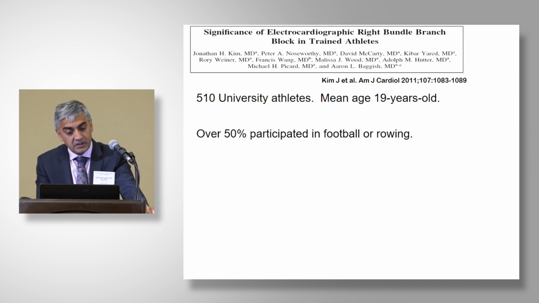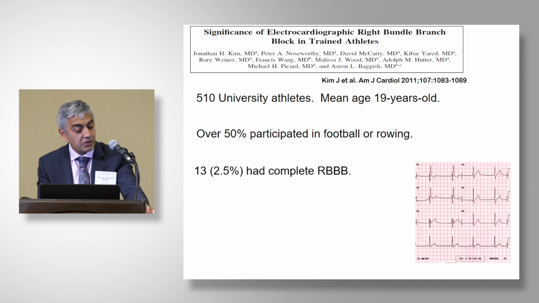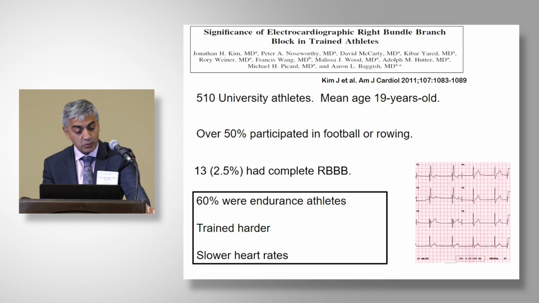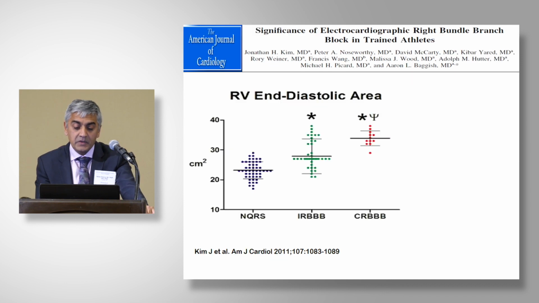There was one study, and this is what swayed us a little bit, 510 university athletes, mean age 19 years old, over 50% who participated in football and rowing, where the prevalence of right bundle branch block was 2.5%. This small group of athletes were all, 60% were endurance athletes. They seemed to work harder and they had slower heart rates. And in this study, these individuals with complete right bundle branch block had a bigger right ventricular end diastolic area than individuals with incomplete right bundle branch block and individuals with normal QRS complexes. And I was happy with that.